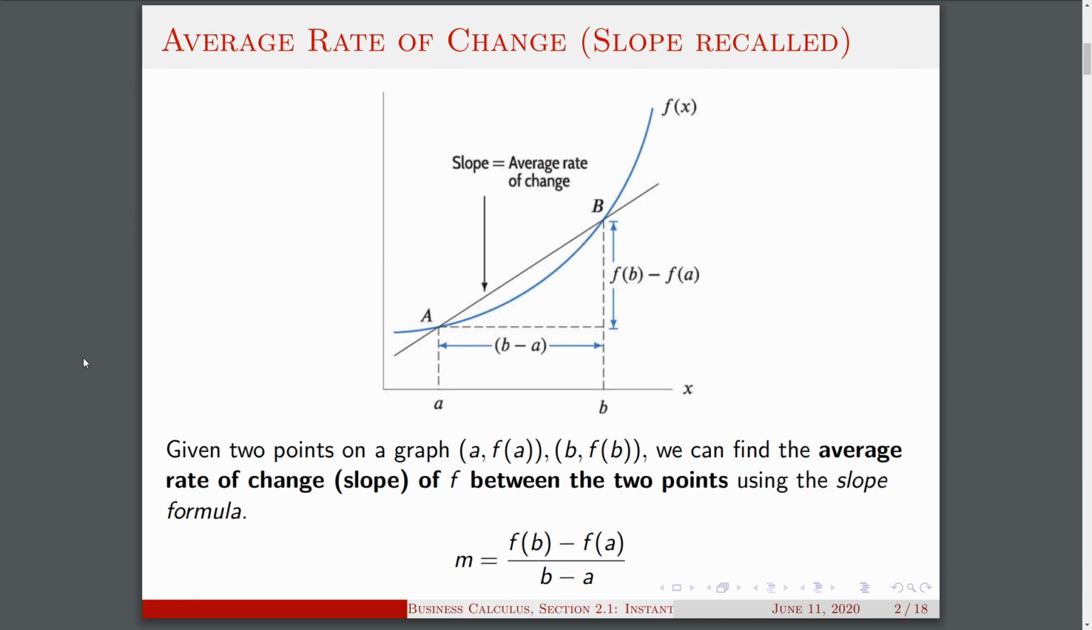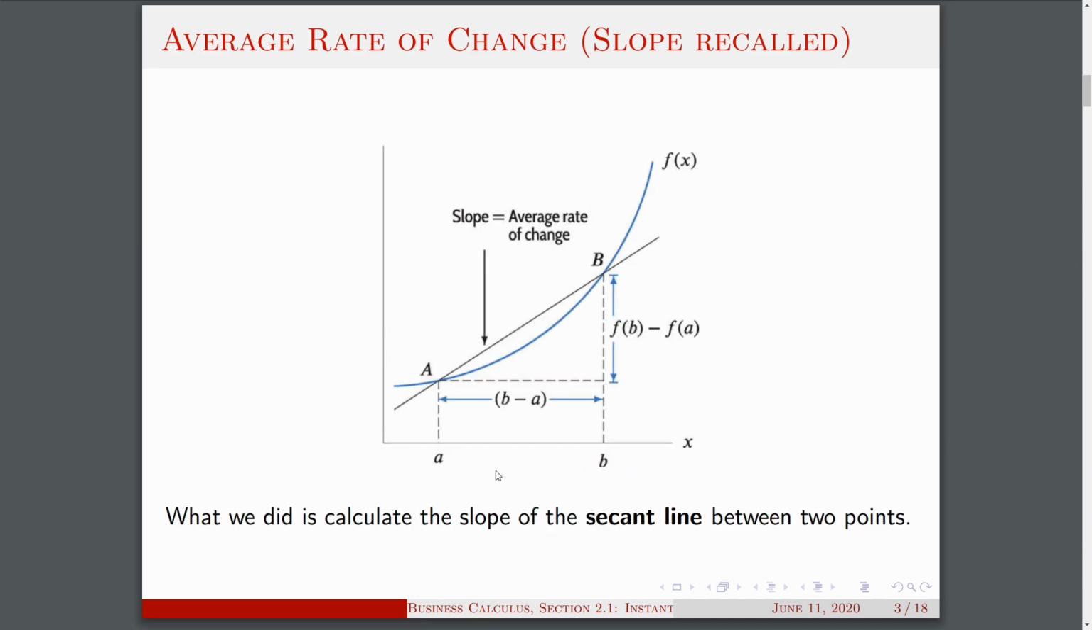Now, previously on business calculus, we have talked about the average rate of change. We have done several exercises to get you comfortable with the idea of finding the average rate of change between 2 points. So we have a graph, and we find the difference in the y values, divide by the difference in the x values, and that'll give us the slope of a line between 2 points.